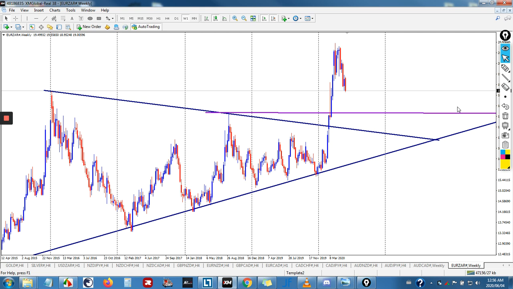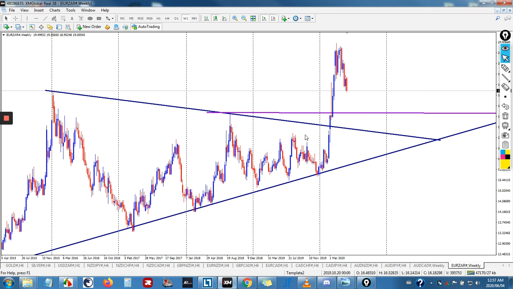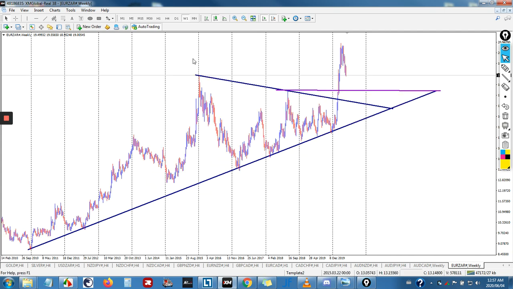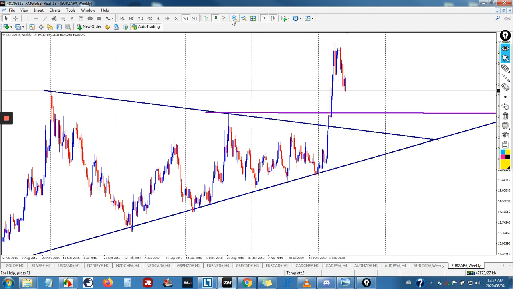What can I do? On the weekly, there's nothing much I can do, except maybe this, but it's not necessary, because it does not help me on how to trade this market. Unfortunately, I'll leave the weekly like this because there's no trend line. There's nothing that I can draw here because the monthly aligns perfectly fine.